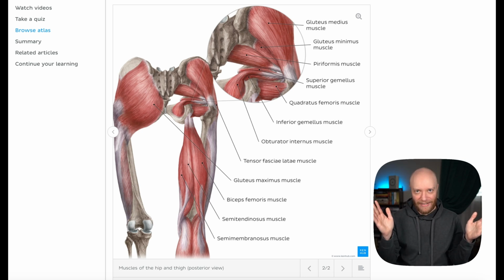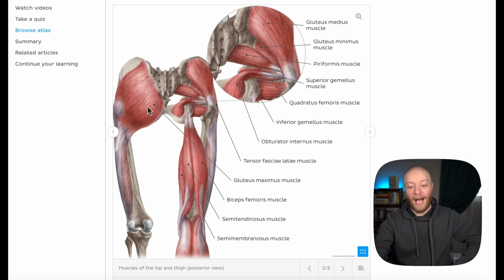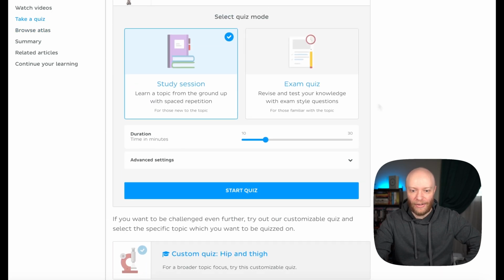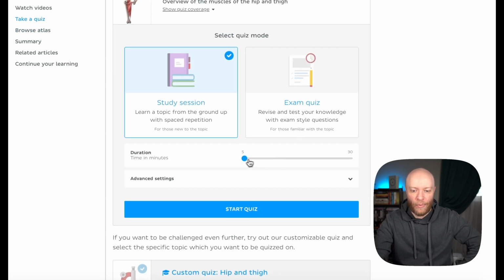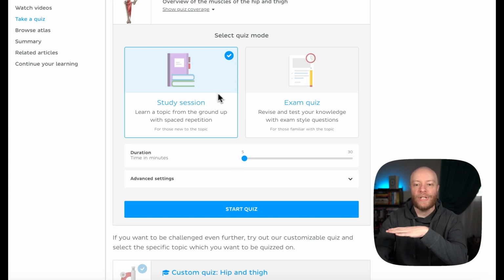So with that, that's a lot of muscles. Let's go ahead and start taking a quiz and see how we are tracking along with this. So I'm going to go ahead and reduce the time to 5 minutes. And what's cool again about these study units is we just embed the quiz right there. So you can just jump right over to it, see how you're doing.